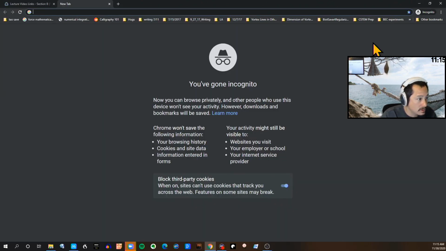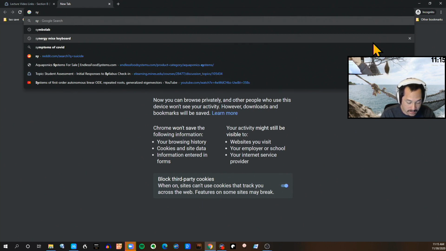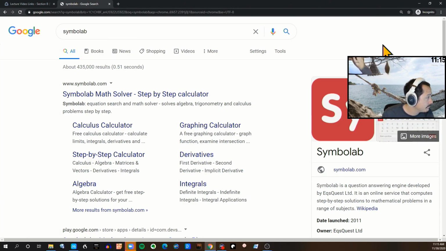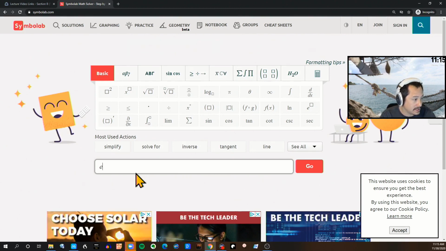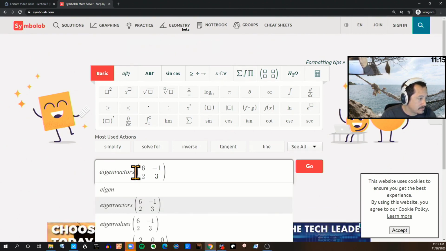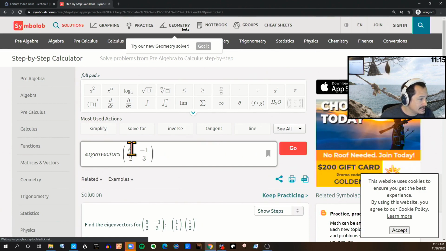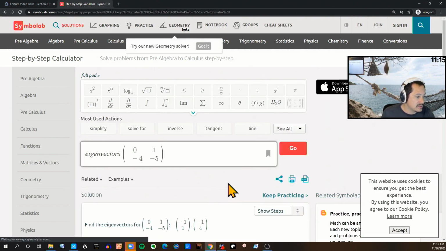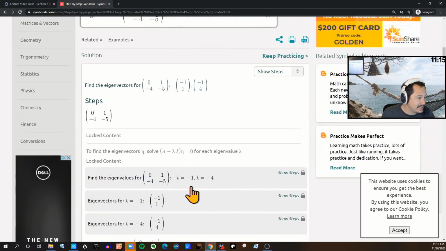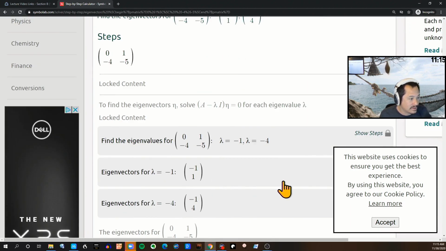let's cheat, because I can go to Symbolab. I can enter in here, I would like to do an eigenvector problem. Right, and then it says, okay, enter your data for the eigenvectors, and my data is a 0. It is a 1. It is a -4. It is a -5. That would be the first part of the problem, is I would need to identify the eigenvalues and eigenvectors for this matrix.